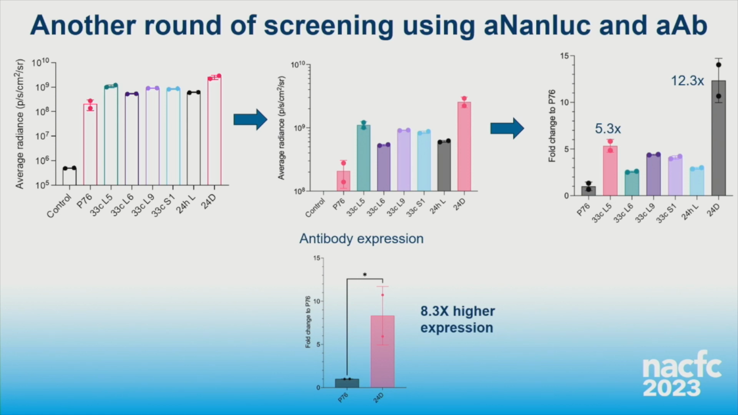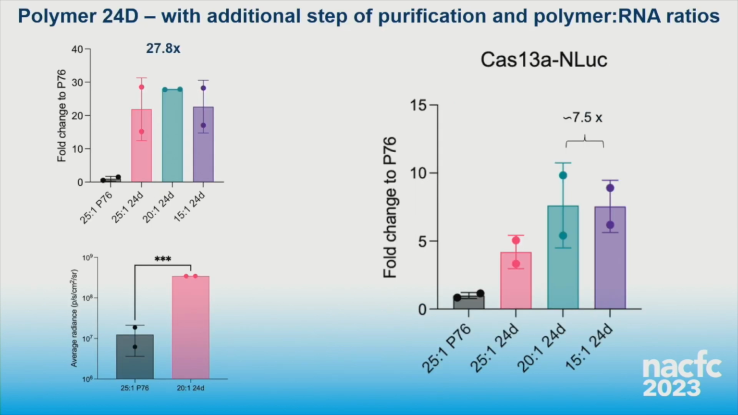Guess what we did some more of? Screening. And so out of this screen, we looked at some different versions of 33. There's some post-processing when we make some details in the production that we were looking at, and 24H, and we found 24D. And 24D is essentially the child of 76 and a number of these other molecules. And what we found is that, at least with an antibody, with the reporter, it was about 12-fold better than 76. And again, antibody expression was at least 8-fold higher. So that was, again, pretty exciting.